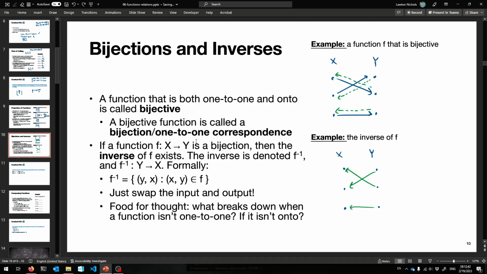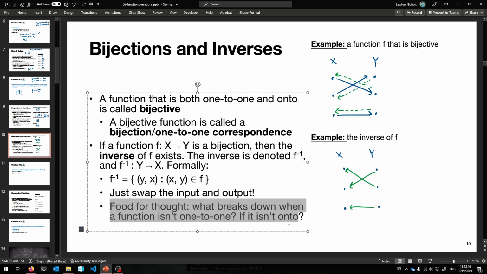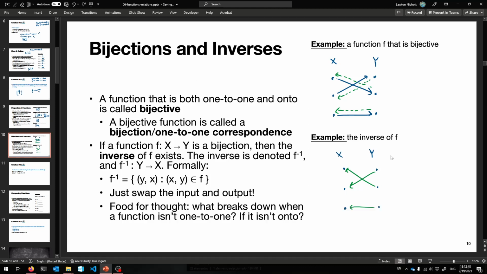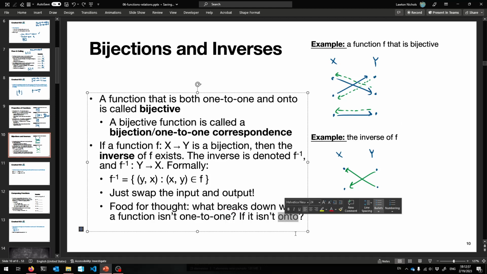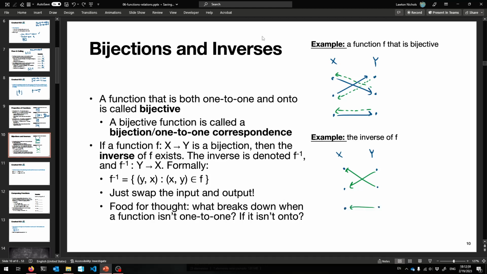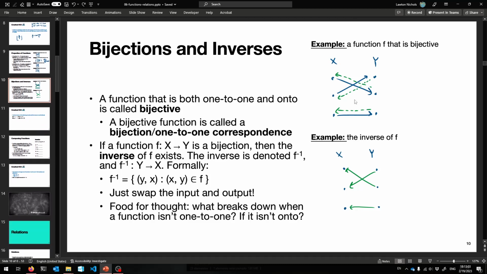Okay, just swap those things, and I'd like you to think about this on your own. It would help you understand why the inverse is always well defined. What breaks down when a function isn't one-to-one? How does that affect the fact that there can't be an inverse anymore? If it isn't onto, how does that affect the fact that you can't have an inverse from y to x anymore? All right. I'd like you to think about that. That would very much help you with these terms and these ideas, I think.